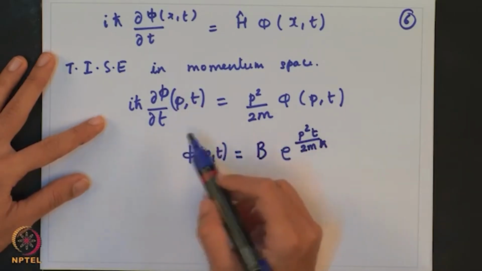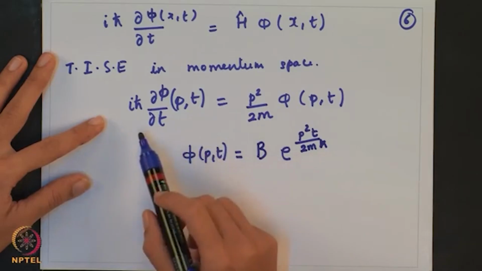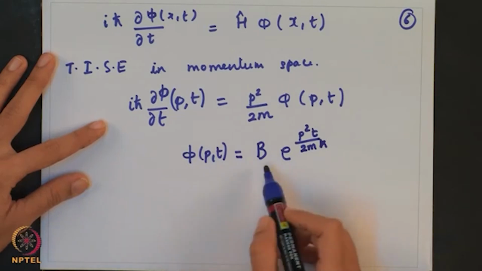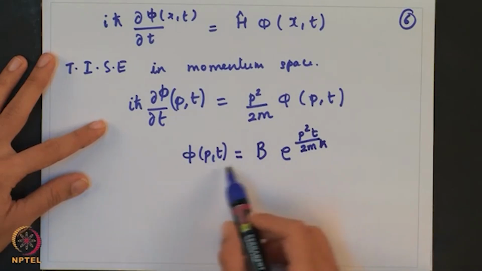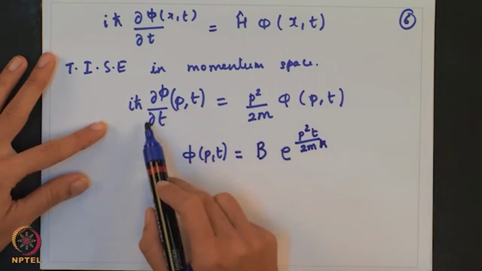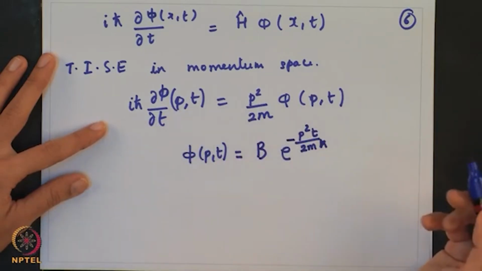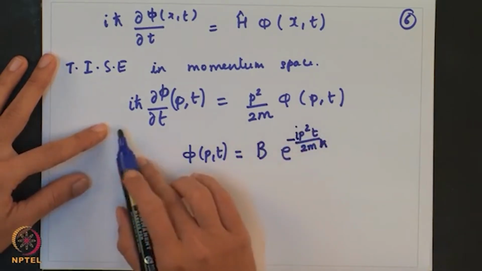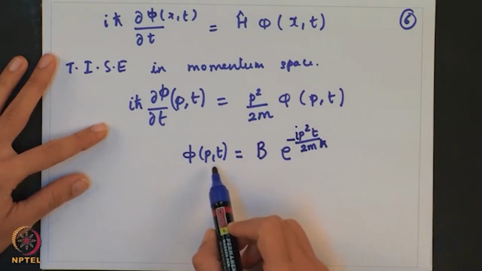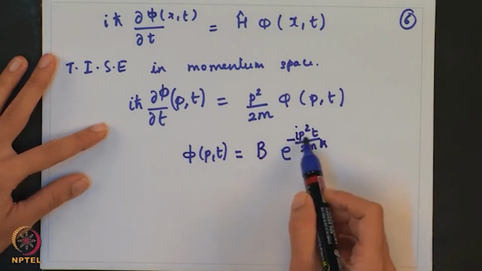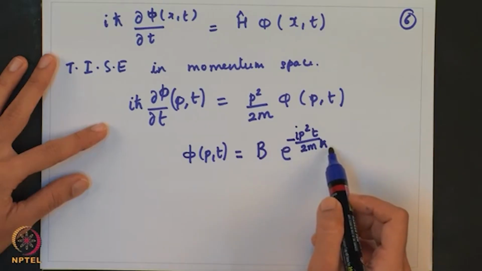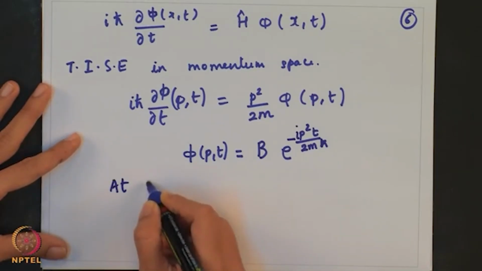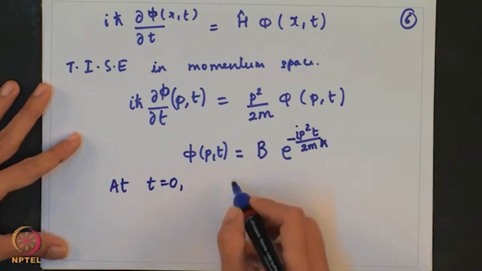Here I need to do only the integration, no integration by parts, and the integration would give us φ of p, t as this expression. And remember, when I take this I have a minus sign, and I have a factor of i also, which I was missing. So, I have φ of p, t as b e raised to i p square t upon 2m h cross. Okay. Now, at t is equal to 0, what do I have?